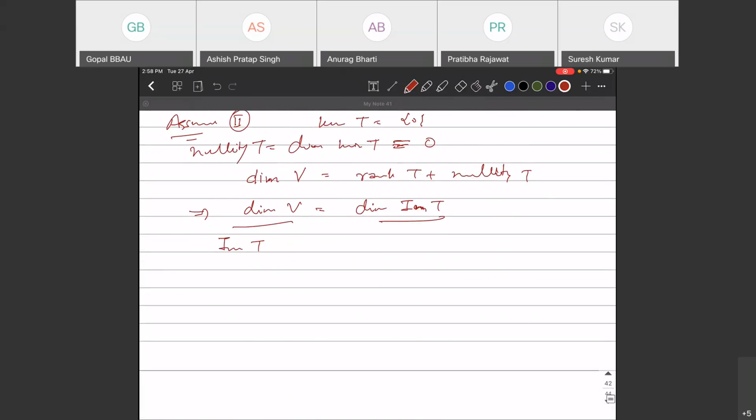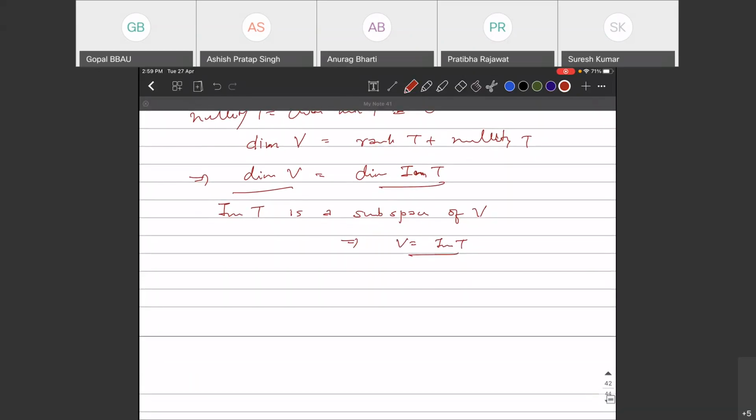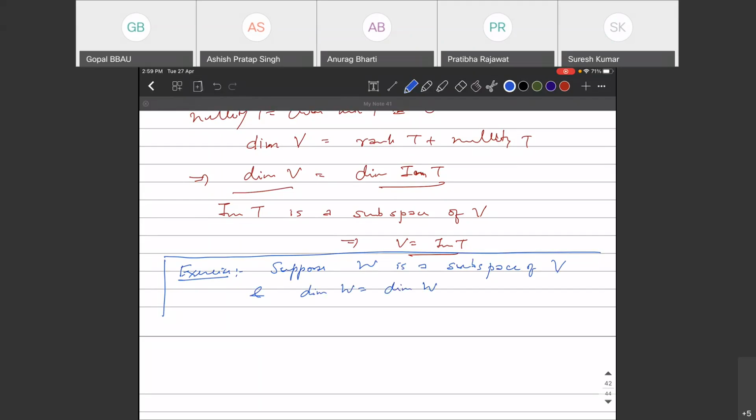And image of T is a subspace of V. This implies V is image of T, and we are done. Here I am using a simple exercise for you. Suppose W is a subspace of V and dimension of W equals dimension of V, then V equals W.